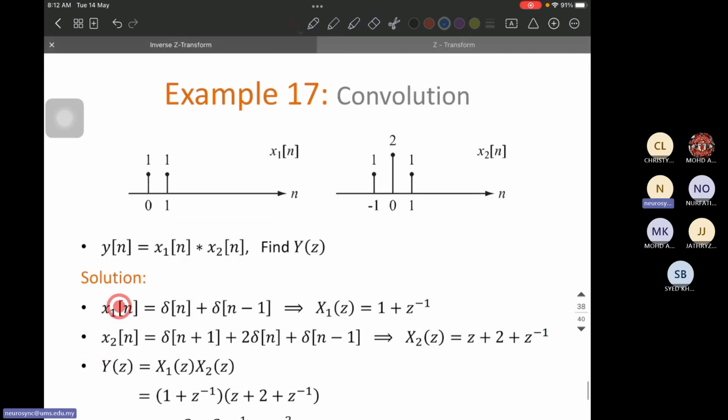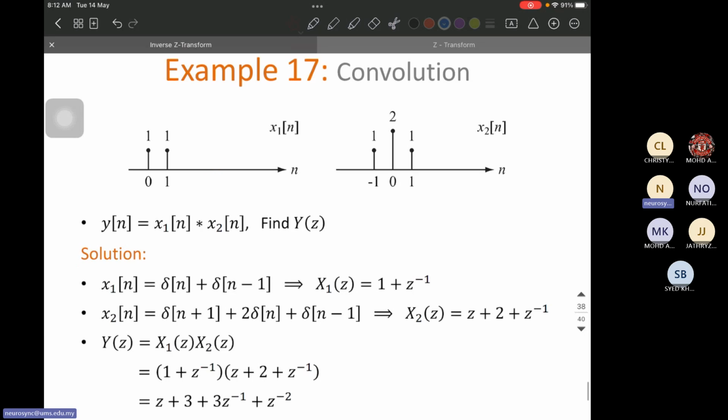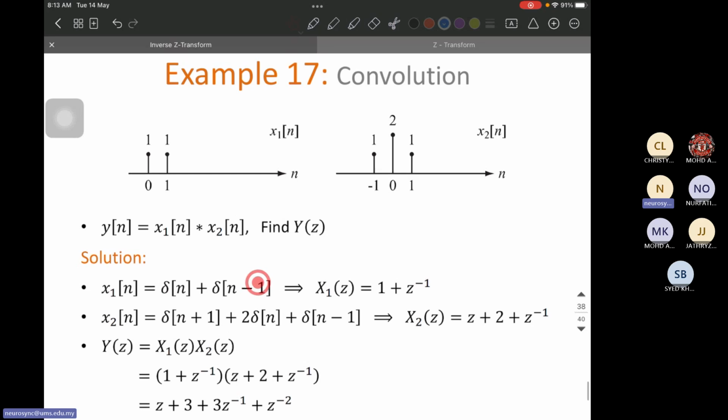Now, this is another example of convolution. The signals are given in this figure, x1[n] and x2[n]. So, how to write x1[n]? x1[n] we can write in terms of delta. So, x1[n] is delta[n] plus delta[n minus 1], because it exists at n equal to 1. So this is x1 of n.